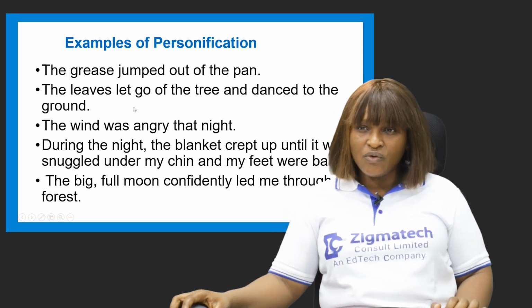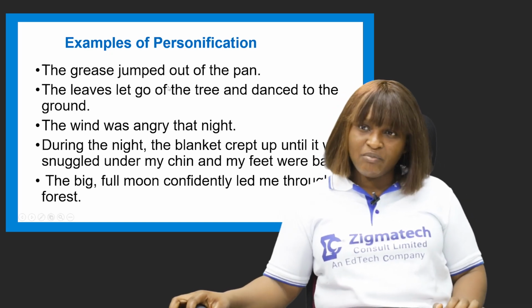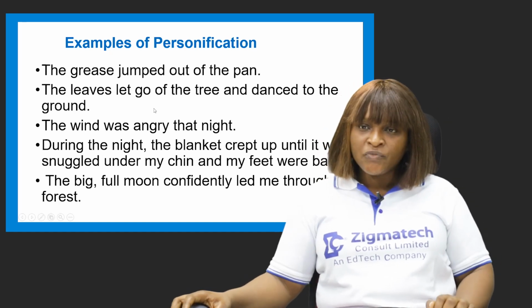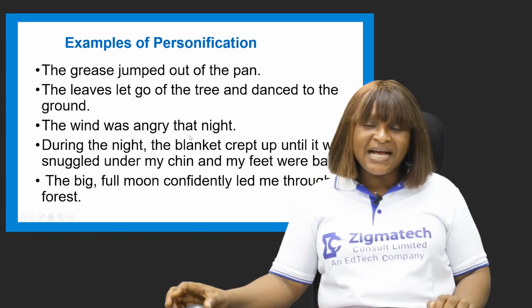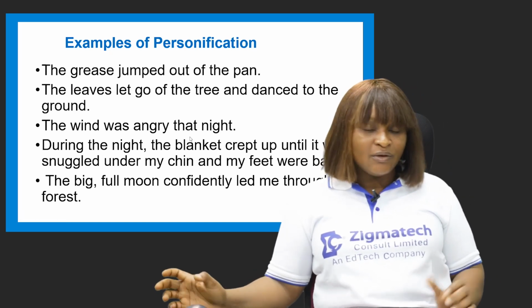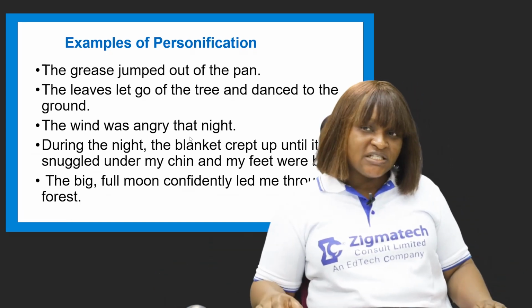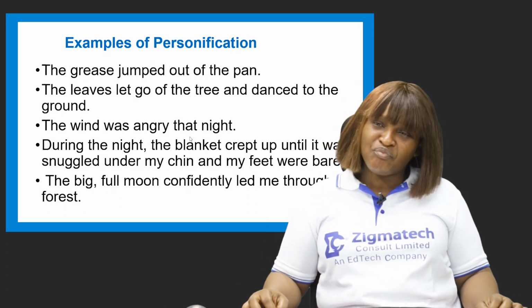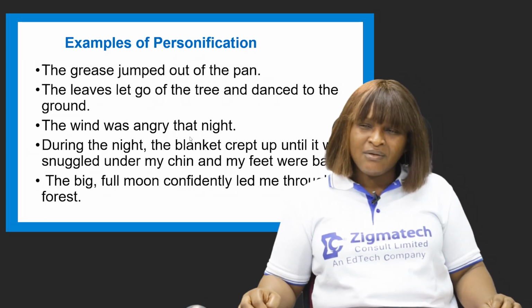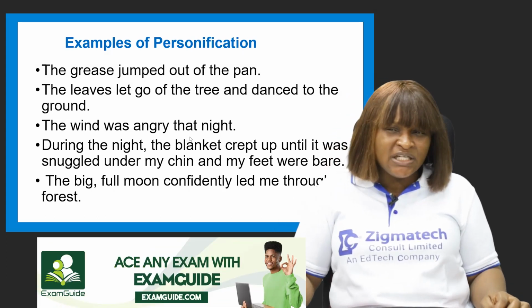Now, other examples are: the leaves let go off the tree and danced to the ground. Pardon my not adding the other F, that's off the tree. All right, the wind was angry that night. You can imagine saying that the wind is angry. How is that even possible? But because of the way it blew, the speaker now termed it to be angry.